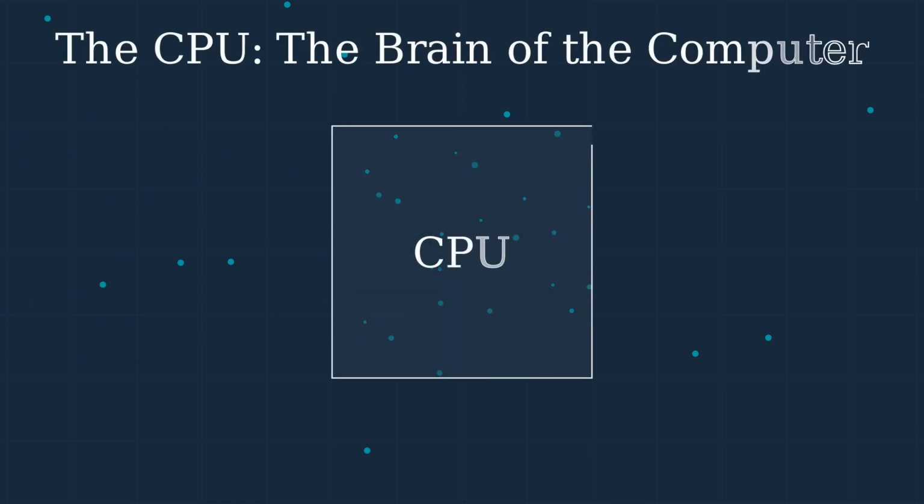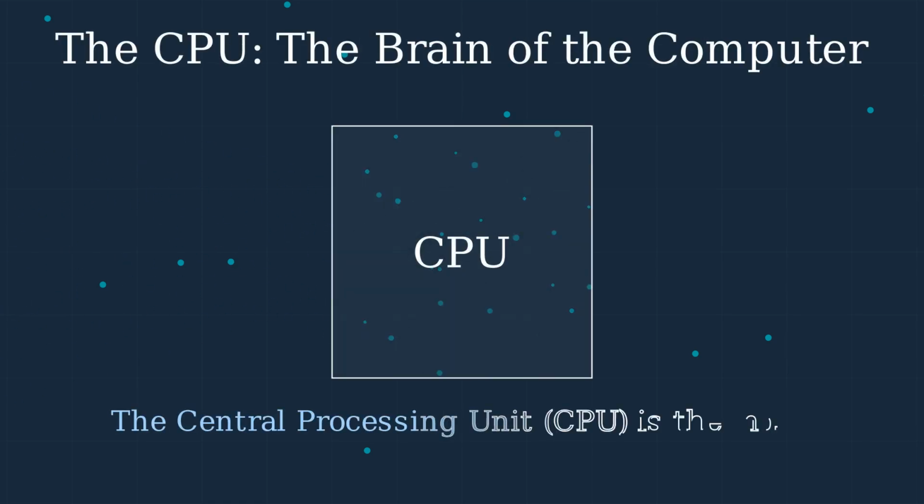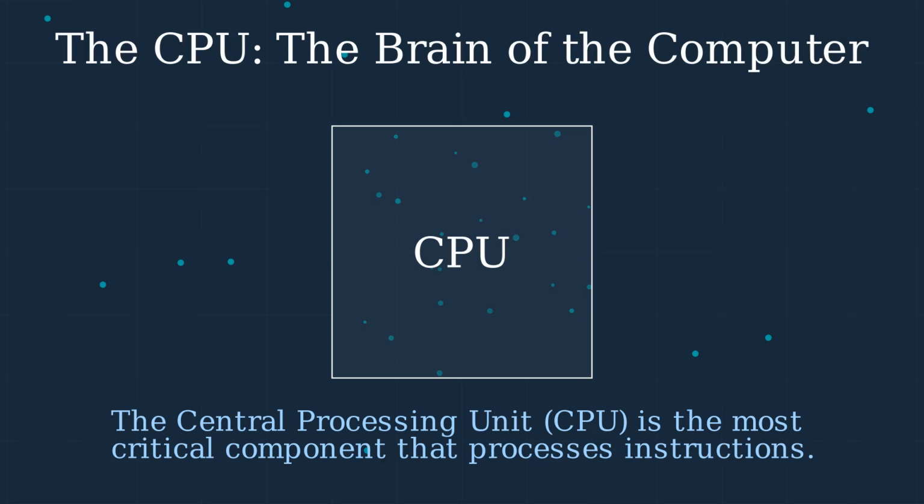The central processing unit, or CPU, is often called the brain of the computer. It's the most critical component responsible for processing all instructions that make a computer function.